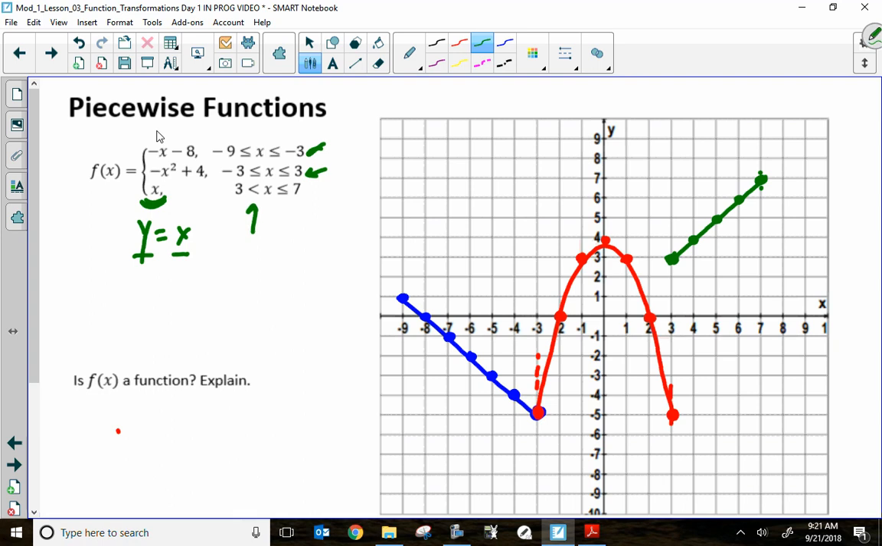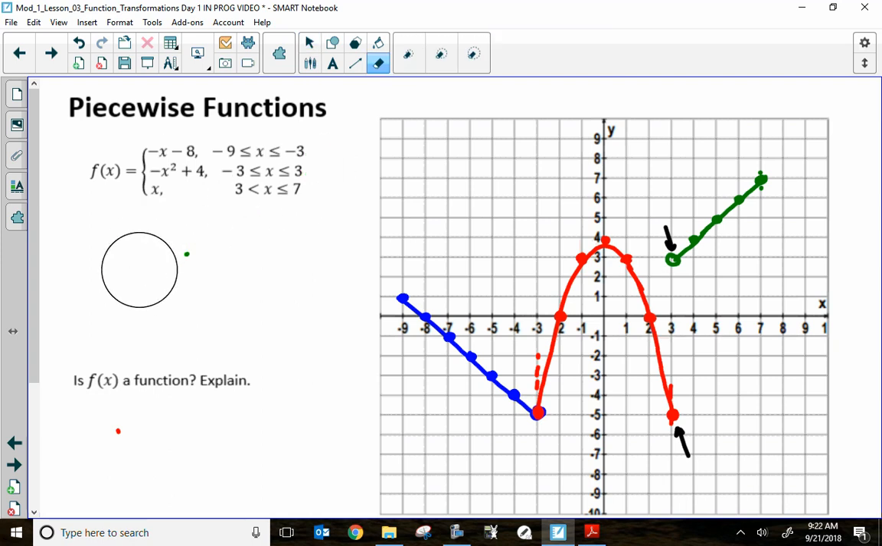Okay? So for my green graph, right where x is 3, I don't want to include it. So instead of putting a point, I put an empty hole. Okay? That means if I want to know the value of my function when x is 3, it is not here. That's an empty hole. It is this value. All right? That's a critical thing because the next question is asking us, is this a function?